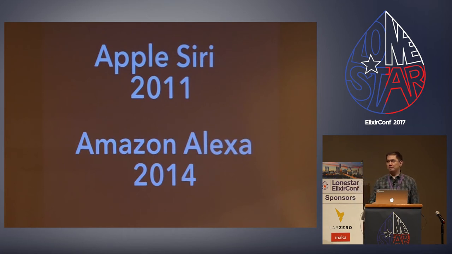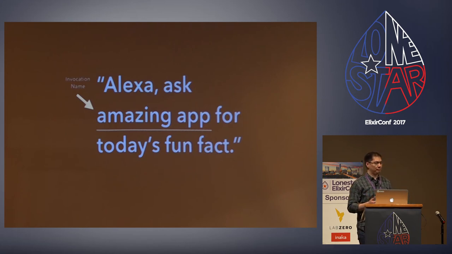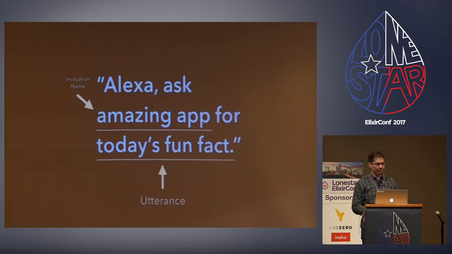So what does an integration with Alexa look like? Let's say we have an app called Amazing App. We can say, Alexa, ask Amazing App for today's fun fact. So we can break this down. Amazing App, in this case, is our invocation name. So on Amazon, we tell it, OK, I'm making a skill, and I'm going to invoke that with Amazing App. And for today's fun fact is an utterance. So when you think about the way you might ask for something like today's fun fact, someone might say, what's today's fun fact, instead of for today's fun fact, or give me today's fun fact.